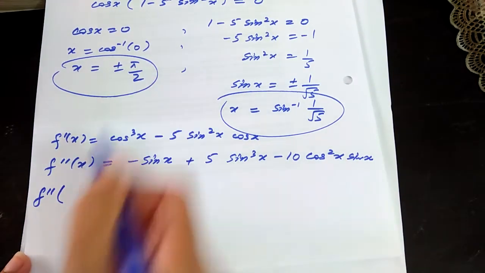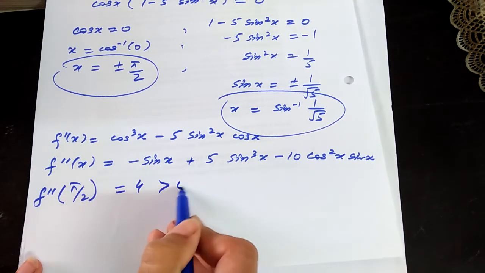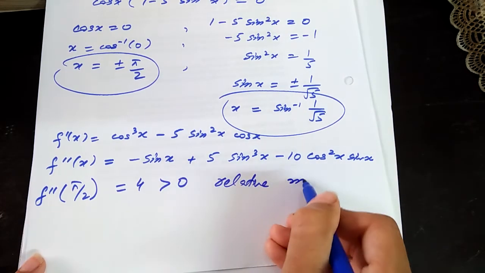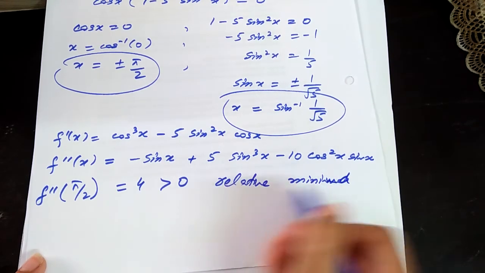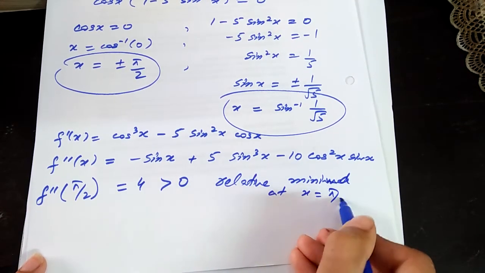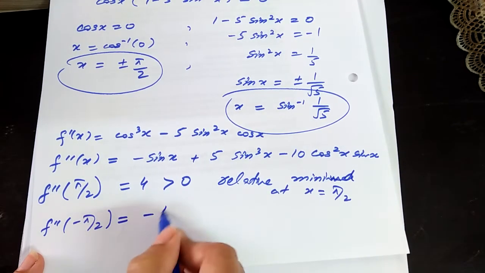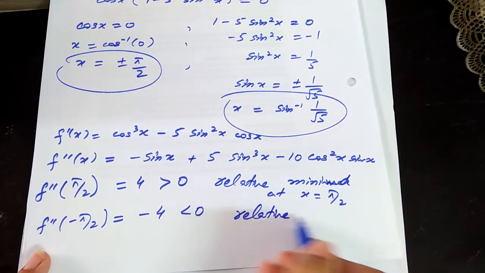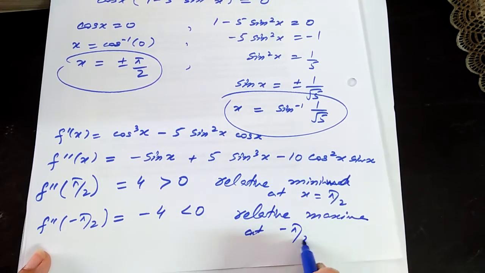F double dash of pi by 2. F double dash of pi by 2 will be equal to 4, that is greater than 0. So here we have relative minima at x equals pi by 2. Now f double dash of minus pi by 2 will be minus 4, that is less than 0. So we have here relative maxima at minus pi by 2.